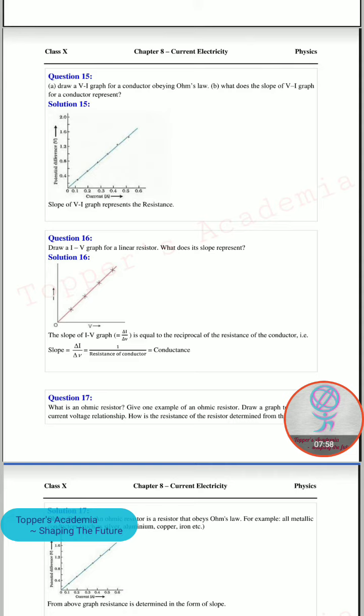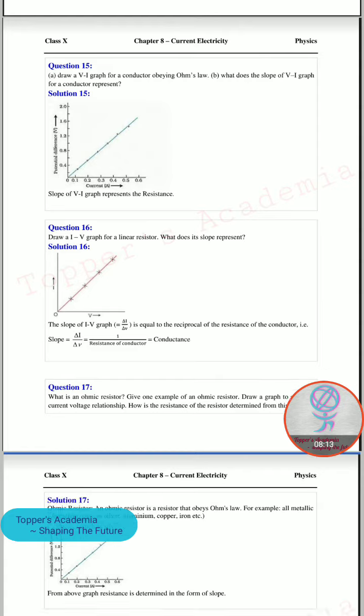Draw an IV graph for a linear resistor. What does its slope represent? The slope of the IV graph, that is delta I by delta V, is equal to the reciprocal of the resistance of the conductor, or it means that it is 1 by the resistance of the conductor, which is conductance. So the slope represents the conductance.